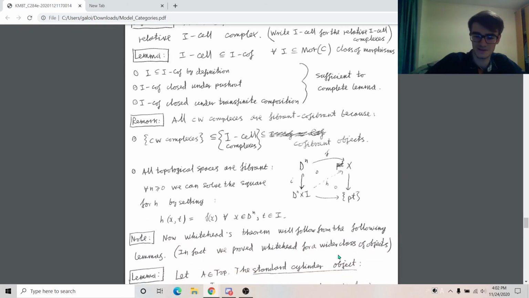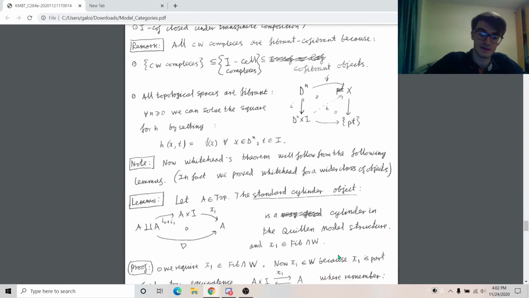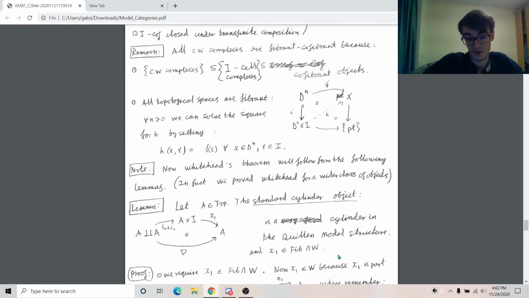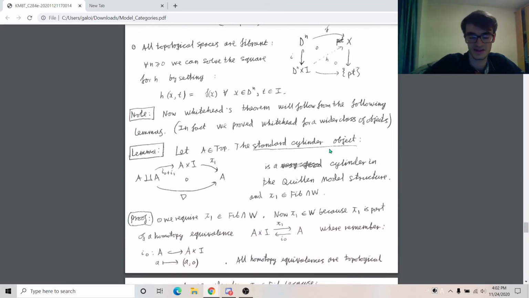And so to prove Whitehead's theorem, it will be sufficient to prove the following two lemmas. It will be sufficient to prove that the standard cylinder object for any topological space A, which is just the product of A with the unit interval, is a very good cylinder when A is a CW complex. Sadly, this is not true in general. So the first lemma states that the standard cylinder object is a cylinder object, and pi_1 is a fibration.